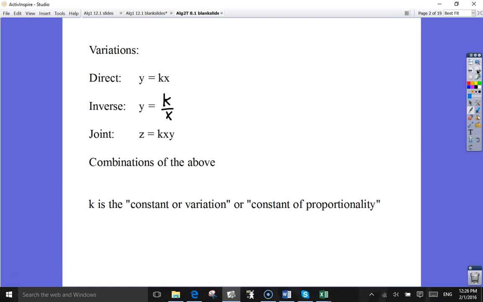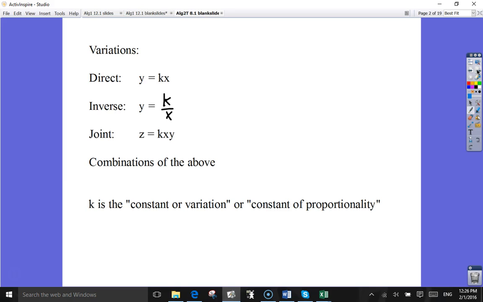So these are the different kinds of variations. I don't know if you remember doing this in Algebra 1. Direct variation, y equals kx. Inverse variation is y equals k divided by x. The way I always think of it is, direct means that because x and y are at the same level, they're both in the numerator. If I increase x, I necessarily increase y. They vary in the same direction.